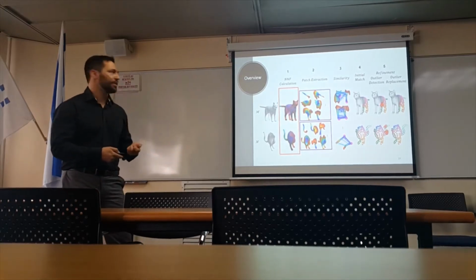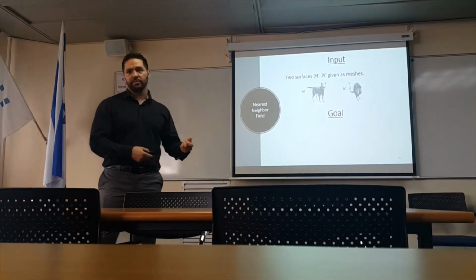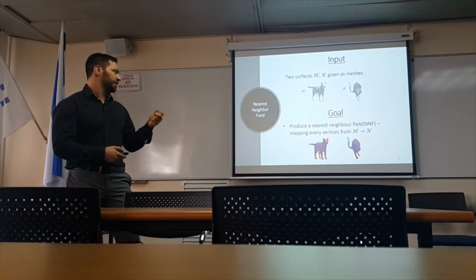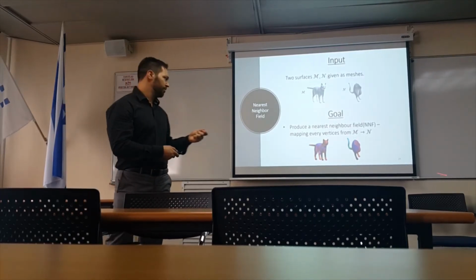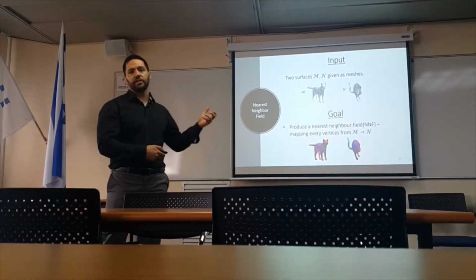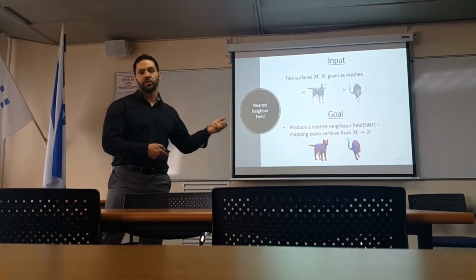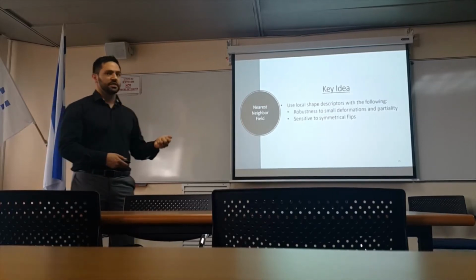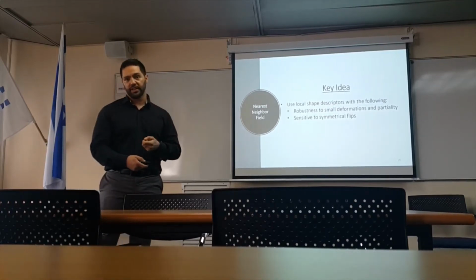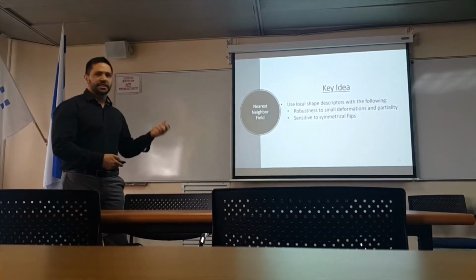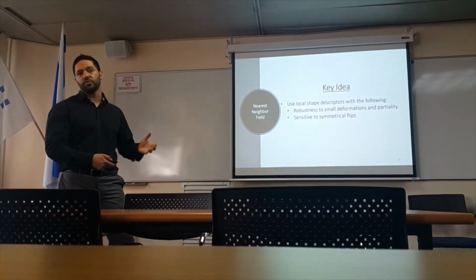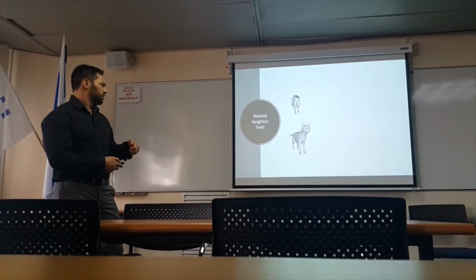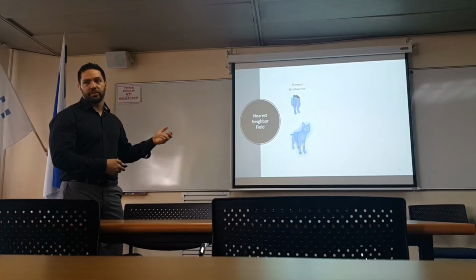So, nearest neighbor field calculation. As our input, we have the two models, M and N, and the goal is to produce a nearest neighbor field, a mapping of every vertex on M, the full shape, to its nearest neighbor in some local shape descriptor space on M. The key idea is to use a local shape descriptor with the following properties: robustness to small deformation and partiality, and sensitivity to symmetrical flips, because we don't want the right leg to be mapped to the left leg.